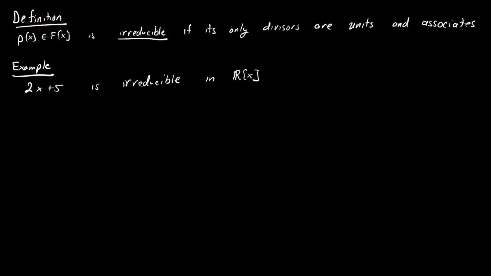And now you're telling me irreducible means something else. We'll see that that notion is actually equivalent to our definition in a second. So let's look at an example. First, I'm going to show that 2x plus 5 is irreducible.